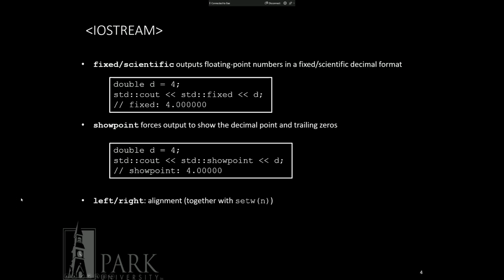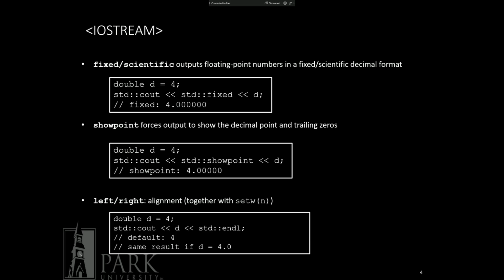Then finally, we also have left and right, which don't require any parameters. However, it's only used in conjunction with the setw of the iomanip library, and so you have to specify a width of a certain field, and then the left or right will justify it accordingly. So let's go ahead and take a look at some of these in code. That way it's a little bit more clear on what's going on.